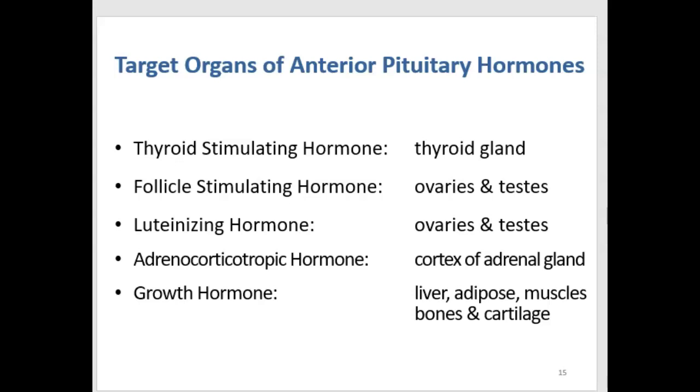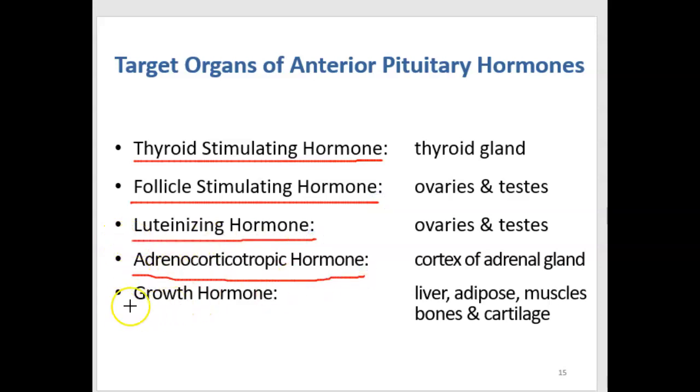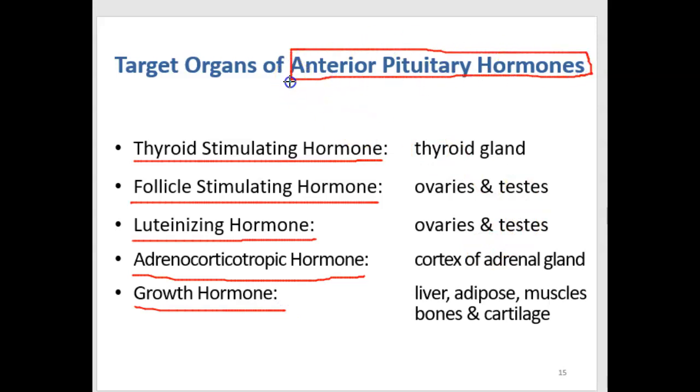So these hormones, thyroid stimulating hormone, follicle stimulating hormone, luteinizing hormone, adrenocorticotropic hormone, and growth hormone, you should know those are anterior pituitary hormones. They're not made in the hypothalamus. They're made in the anterior pituitary. And they have different target organs. Thyroid stimulating hormone affects the thyroid gland.